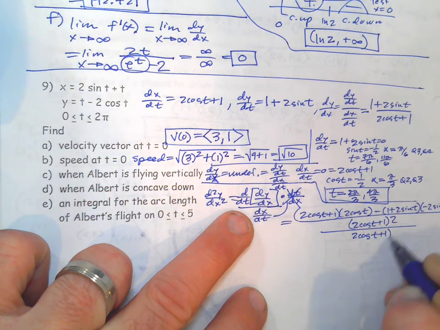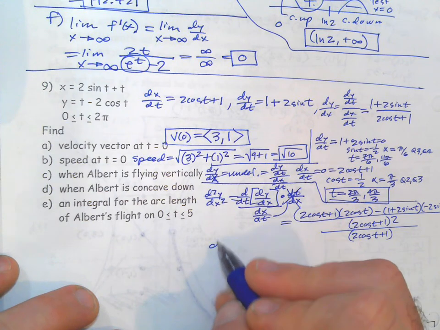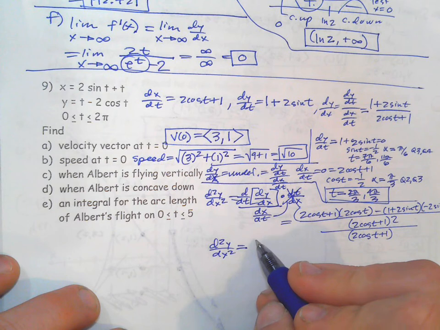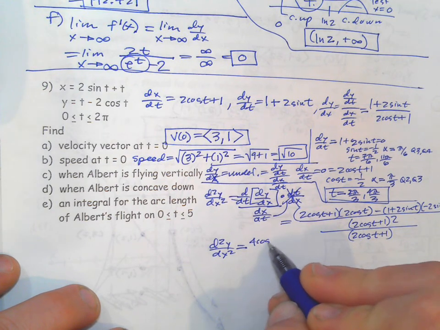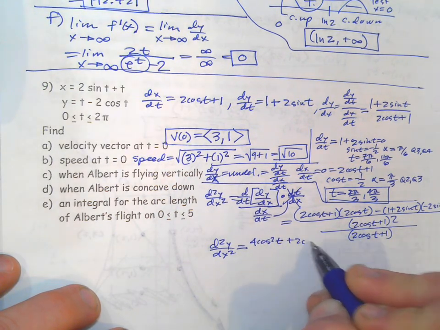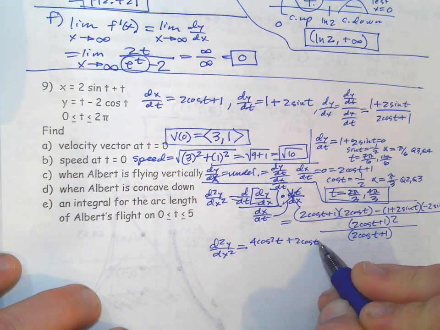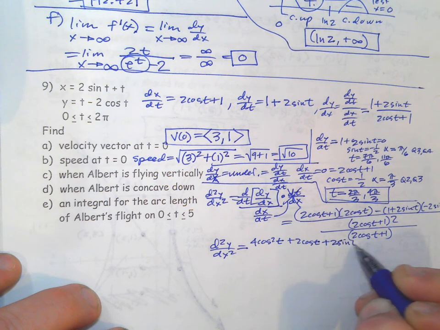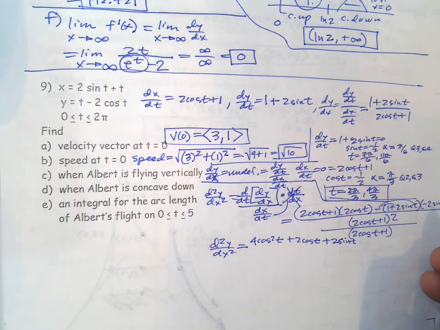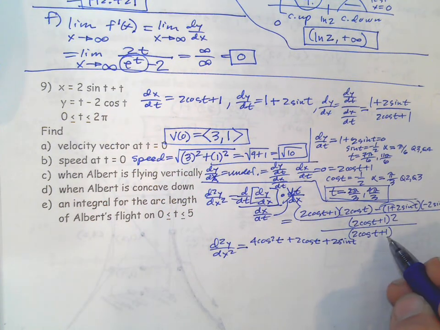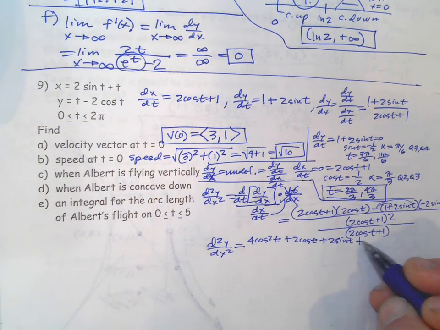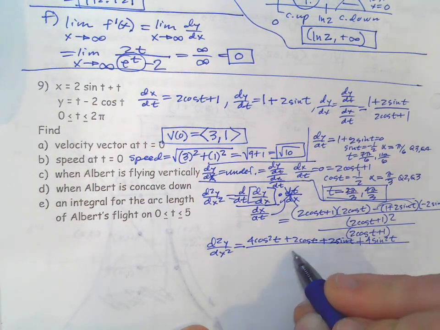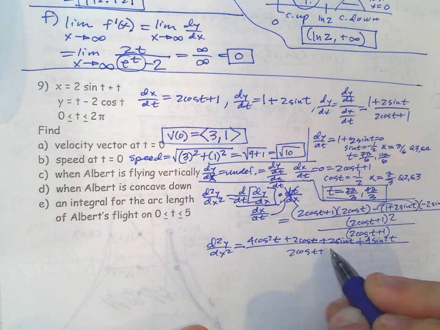But then you still need to divide by dx/dt, which is another 2 cosine t plus 1. So our second derivative is, if we clean this up, we get 4 cosine squared t plus 2 cosine t plus 2 sine t, right? Negative gets distributed, and then this does. So it's going to be positive 2 sine t plus 4 sine squared t all over (2 cosine t plus 1) cubed.